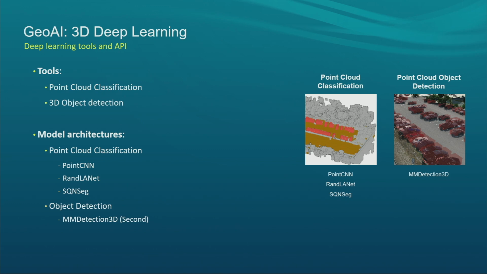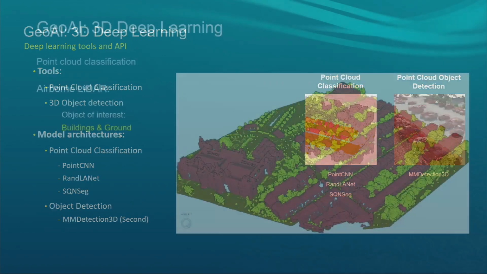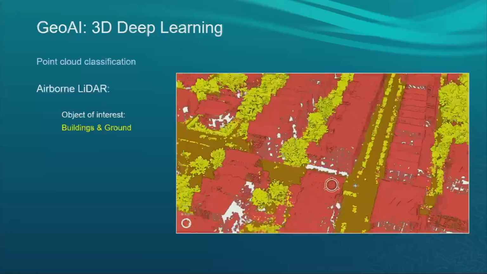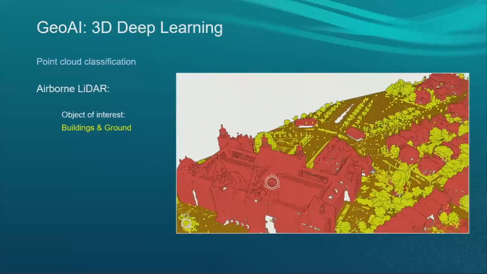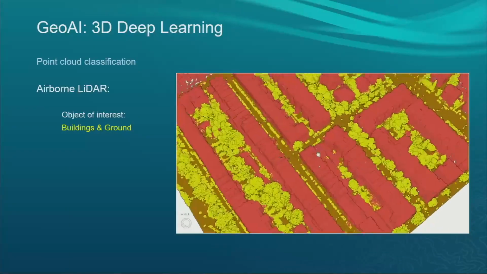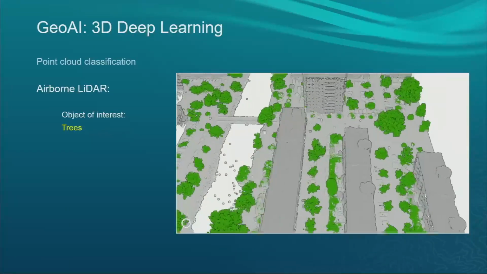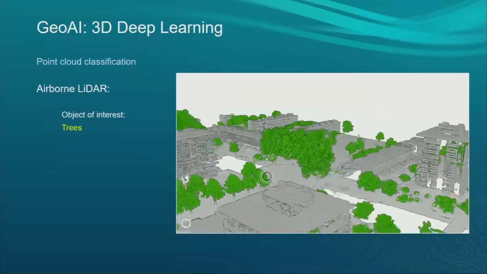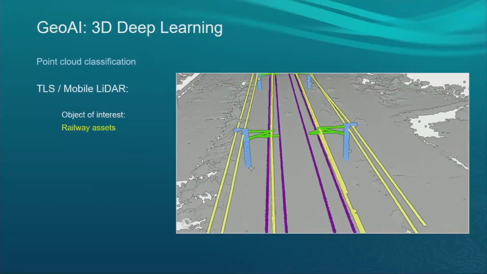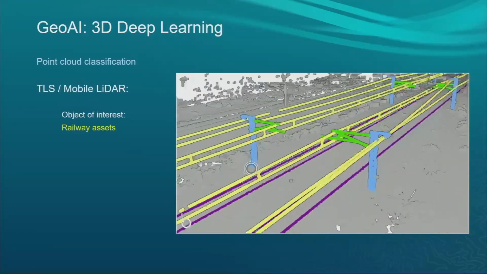Now let's check a few of the examples which might be relevant for different users here. So here we have buildings and ground. This is point cloud classification. Here we have trees and the background class. And here we have railway assets, and I'll go into that demo also later.